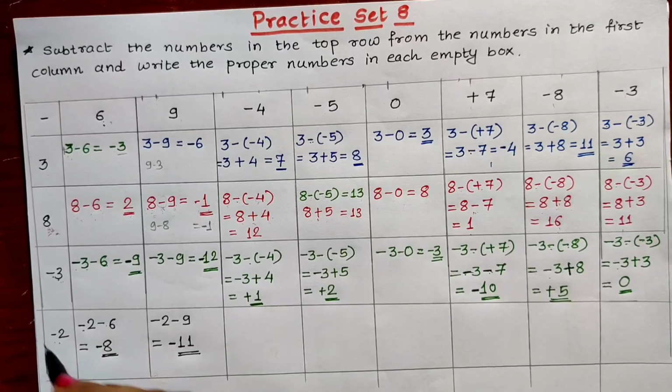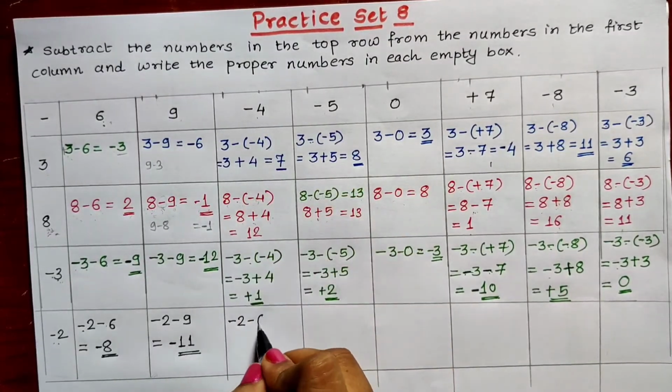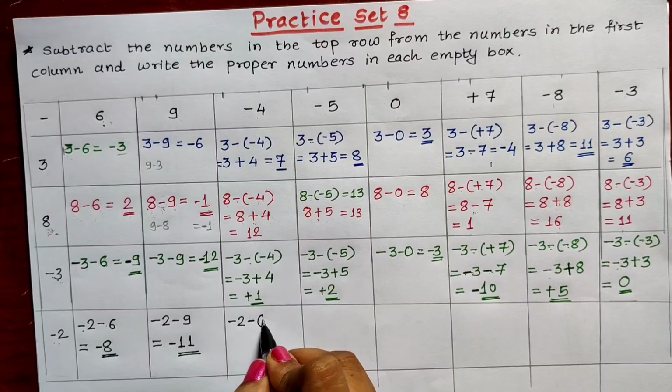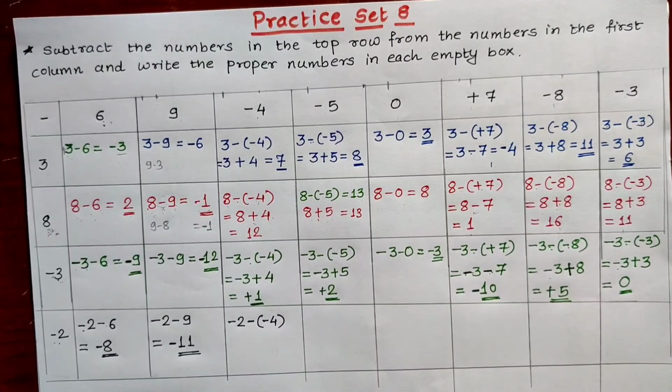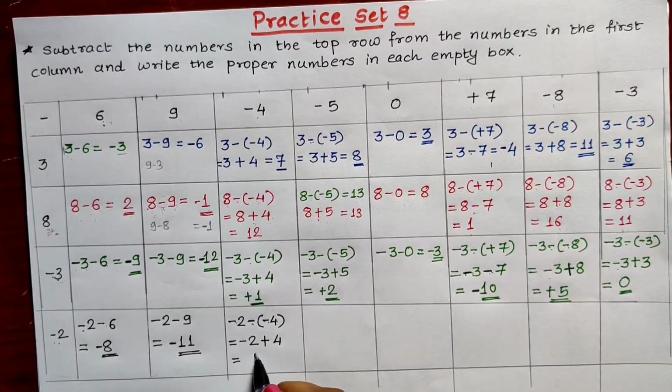Now this minus 2 minus this minus 4. Two signs are coming close, so we write minus 4 inside the bracket. This minus 2 as it is I write, minus minus plus. This 4 as it is I write. Different sign, I subtract smaller number from bigger. 4 minus 2, answer is 2. Sign of bigger number to the answer. Bigger number is 4, 4 sign is plus, so answer will have plus sign.